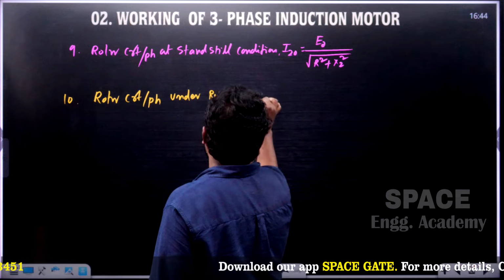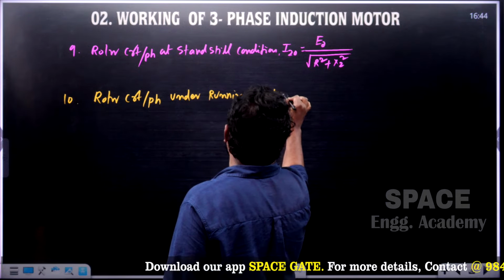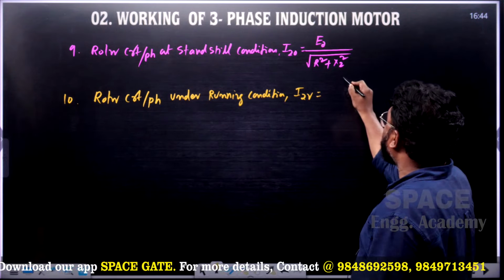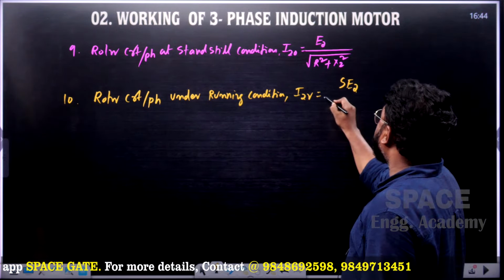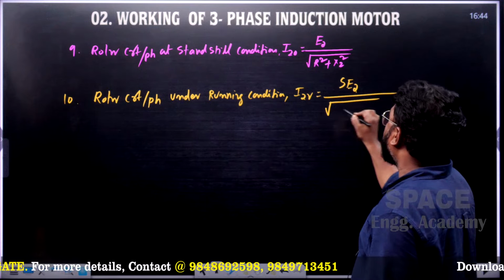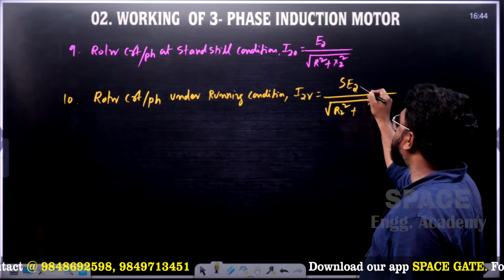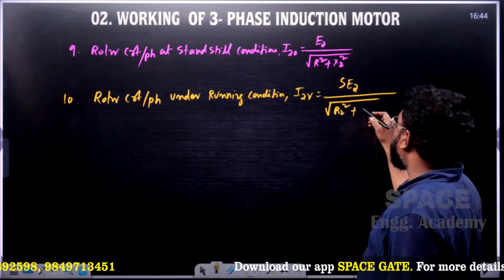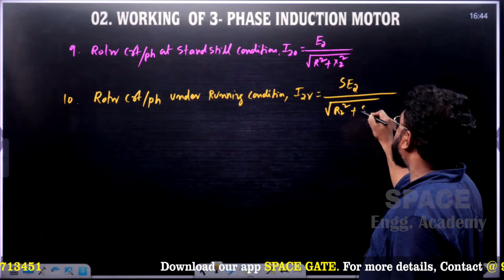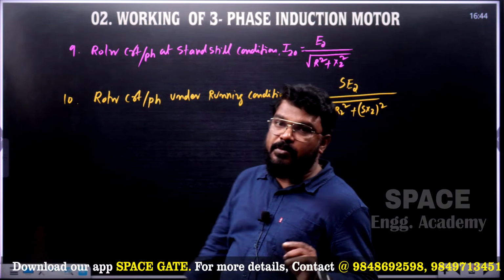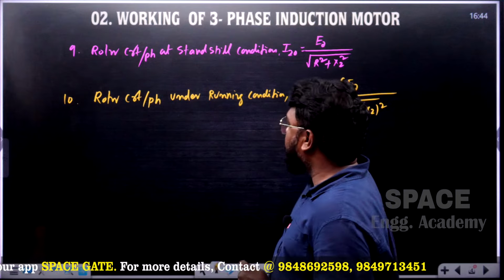How do we calculate rotor current per phase under running condition? It is denoted by I2R. This value is equal to SE2 divided by the square root of R2 square plus (SX2) the whole square. So that is the rotor current per phase under the running condition.